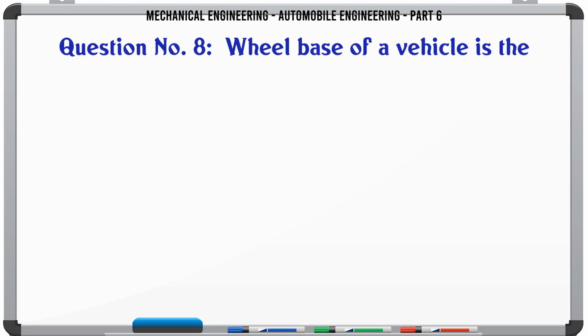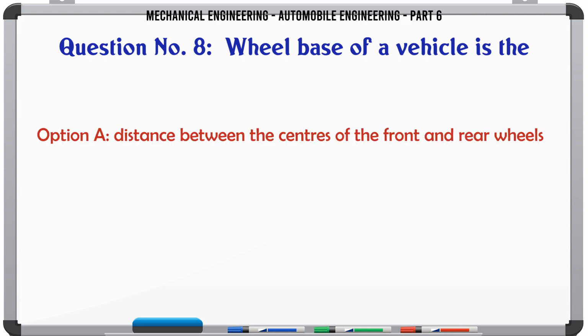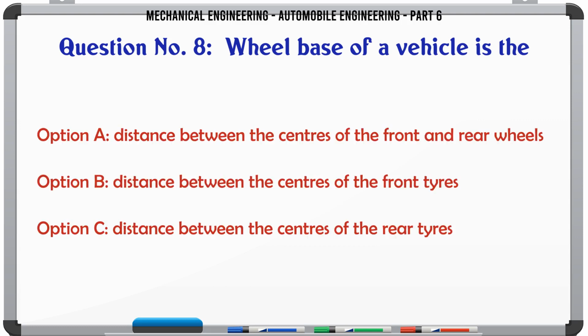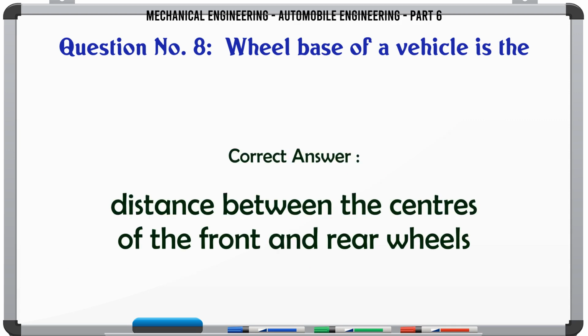Wheelbase of a vehicle is the: A. distance between the centers of the front and rear wheels, B. distance between the centers of the front tires, C. distance between the centers of the rear tires, D. extreme length of the vehicle. The correct answer is distance between the centers of the front and rear wheels.